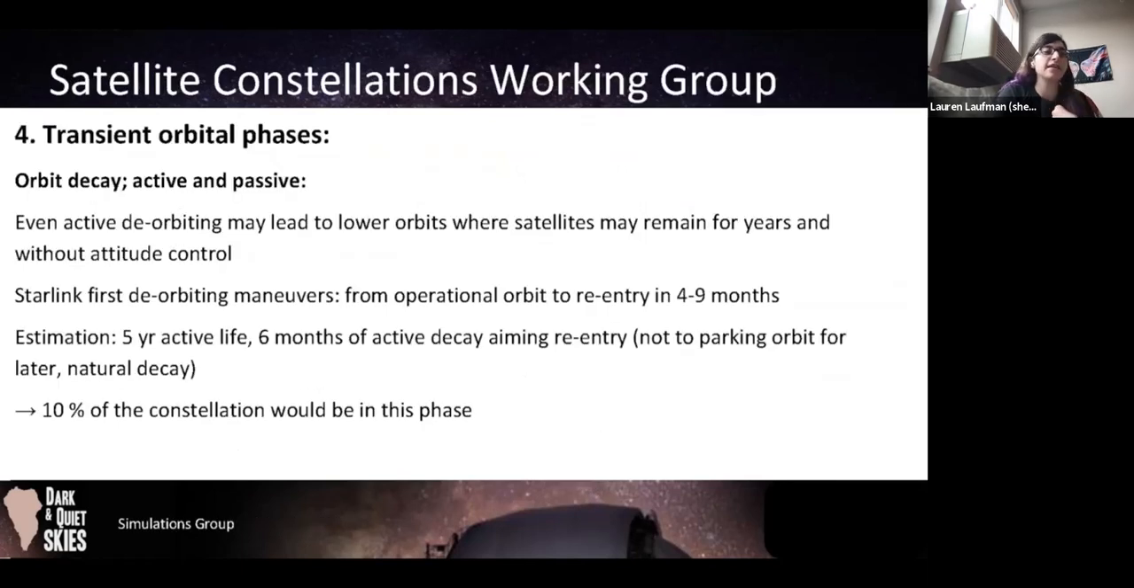Another important thing to note is that the orbit decay is an issue. The planned lifetime of each of these satellites is 5 years, and then 6 months of decaying and ascending. So this means that for 6 months, each of your satellites is going to be extra bright. And then they're still bright while they're up there. And so at any given point, 10% of your constellation would be either ascending or descending. So 10% of the constellation will always be ultra bright.